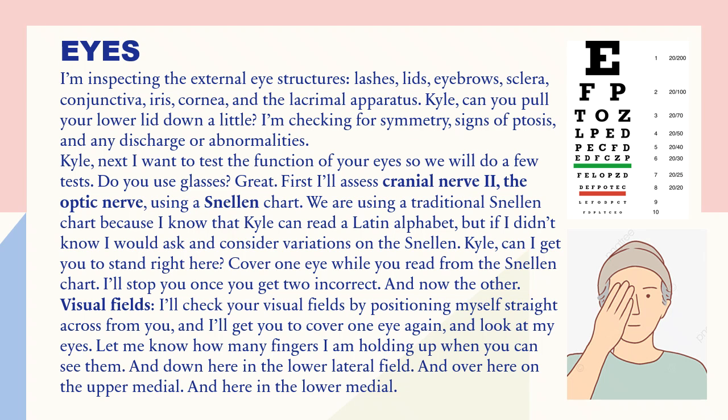Okay, cover one eye while you read from the chart, starting at the top and work your way down. I'll stop you once you get 2 incorrect. Okay, and now let's cover the other eye. Wonderful, let's go back, sit down, and we'll check your visual fields.